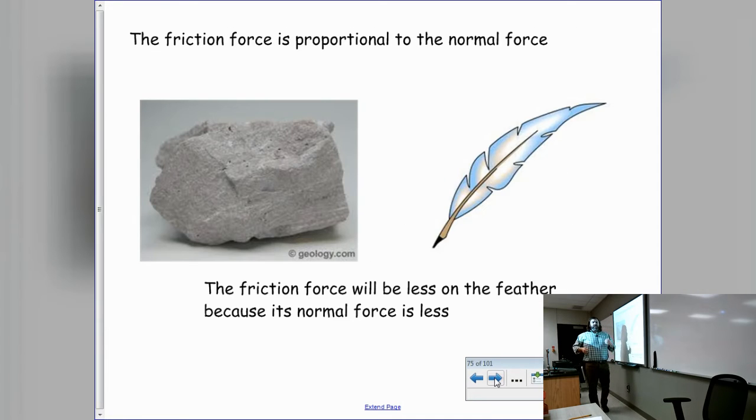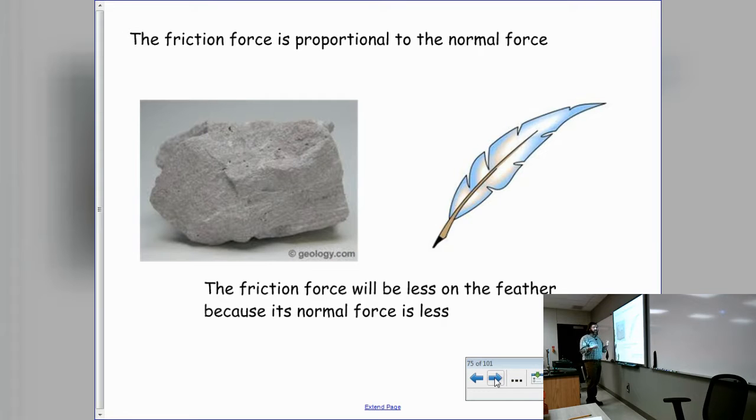Now, whether it's static friction or kinetic friction, the friction force is related to the normal force. An example would be if we have something that's heavy and something that's light. I'm going to use a rock and a feather, but they're not always the best examples. Anyways, something that's heavy and something that's light. There's always going to be more friction force from something that is heavier compared to something that is lighter. That's because the normal force is also going to be larger. The normal force is the force pushing back up on that object.